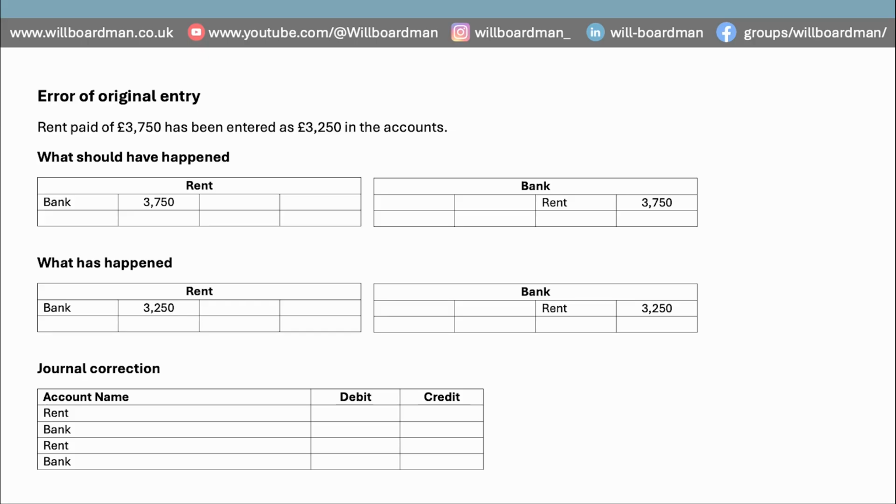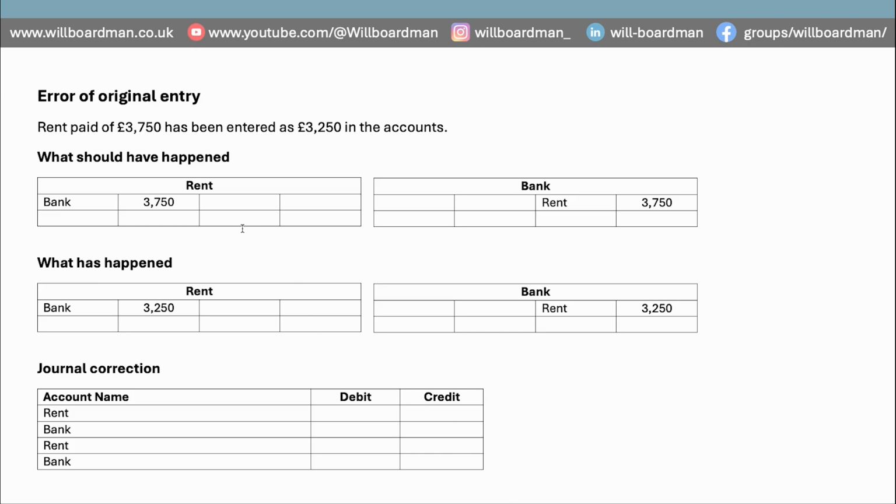So the first of our errors is an error of original entry, and this would happen when the original amounts that were entered into the system were incorrect. So here we've got an example where it states rent paid of $3,750 has been entered as $3,250. The way that we will approach each of these is very similar. I'll show what should have happened, what has happened, and then the journal correction to take us from what has happened to what should have happened.